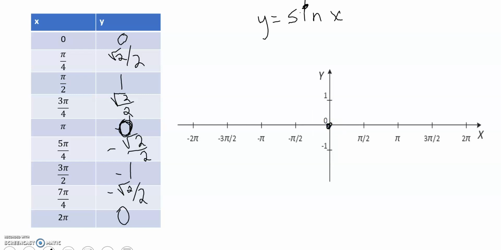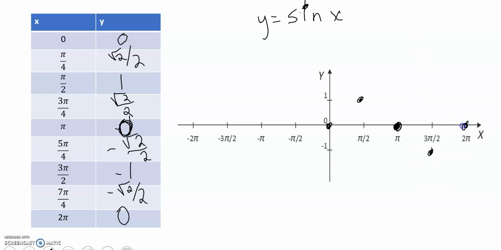And then out here, I only have the quadrantal angles. So I'm going to go ahead and plot the quadrantal angles first. So at pi over 2 is at 1. At pi, you're at 0. At 3 pi over 2, you're at -1. At 2 pi, you're at 0.